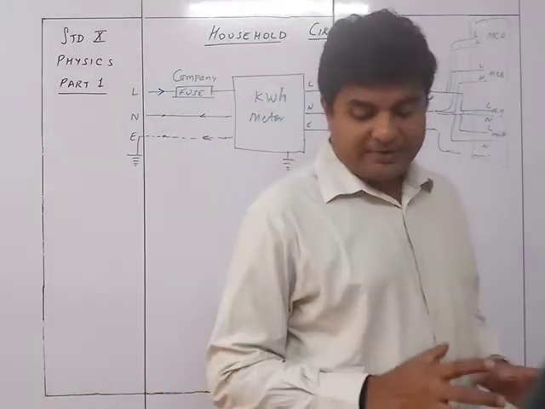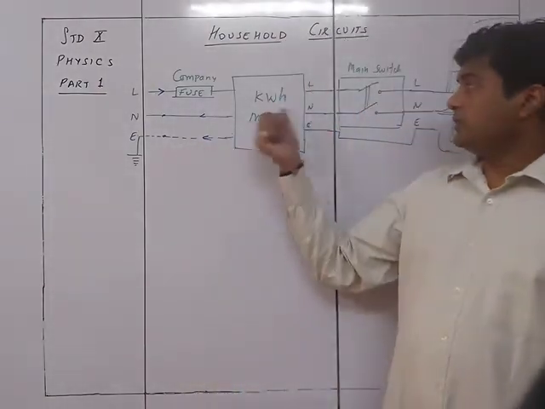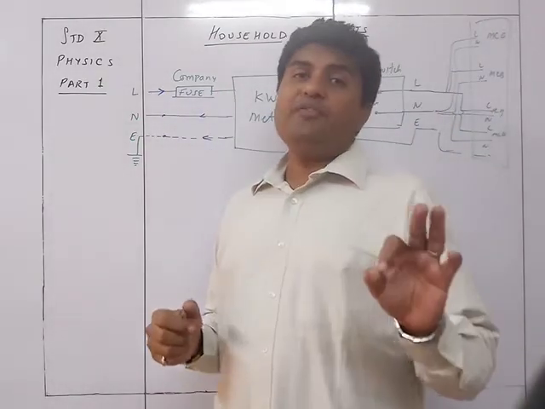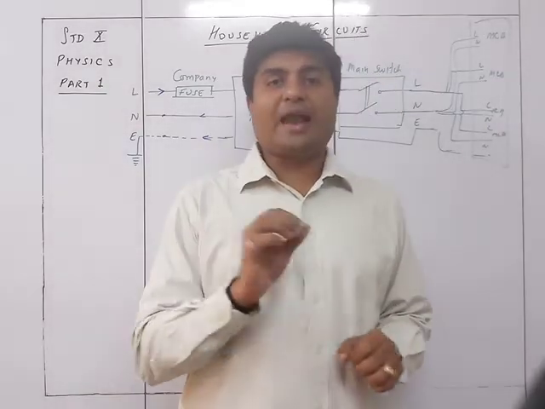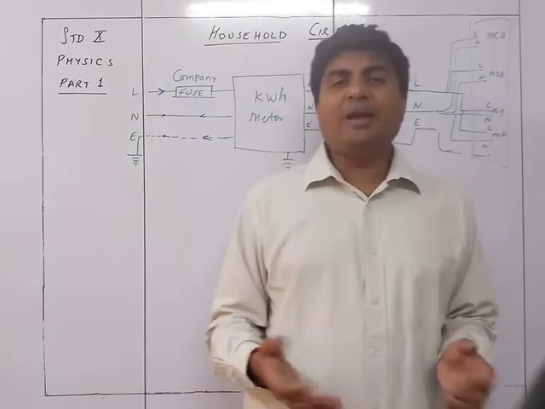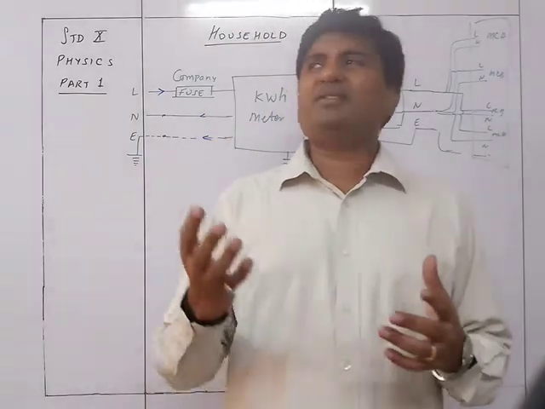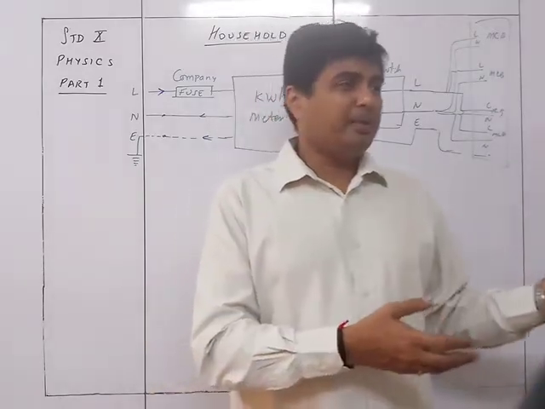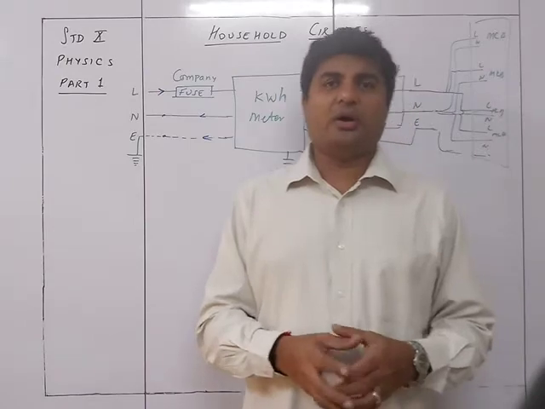So what we see over here is the connection comes here, goes to the kWh meter, and here is the company fuse. The company fuse has a rating for which you are subscribing. So for a normal household circuit, you would be having something like 2 ACs or 3 ACs, and a refrigerator and a geyser and all.